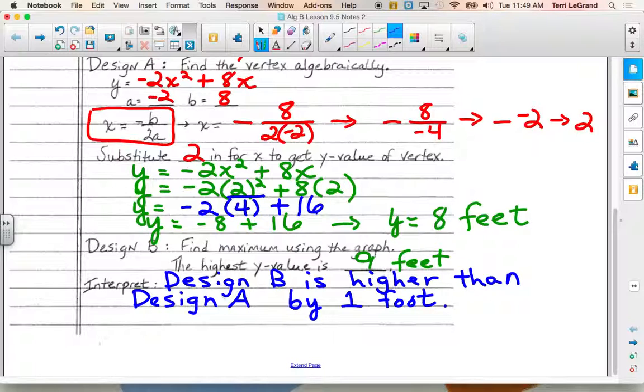So they want the highest one they can have, the higher of the 2, so they all go to design B. That's the reason. Okay, so here we're comparing their maximums in this case, because both of them go down. Any questions about that?